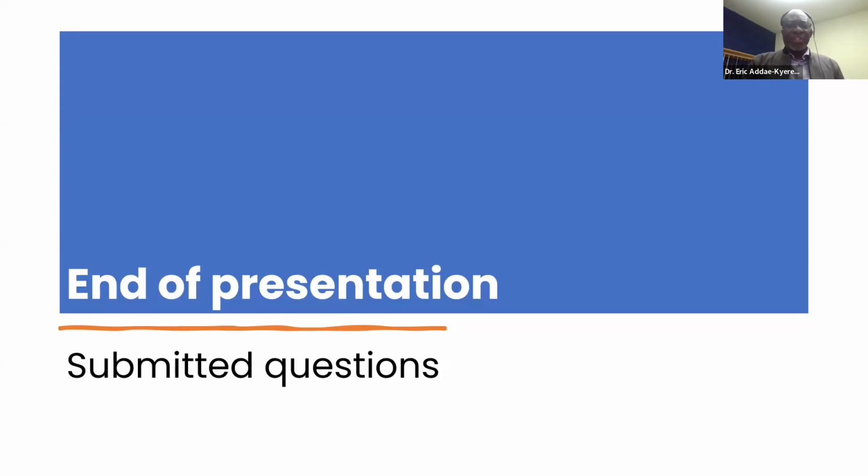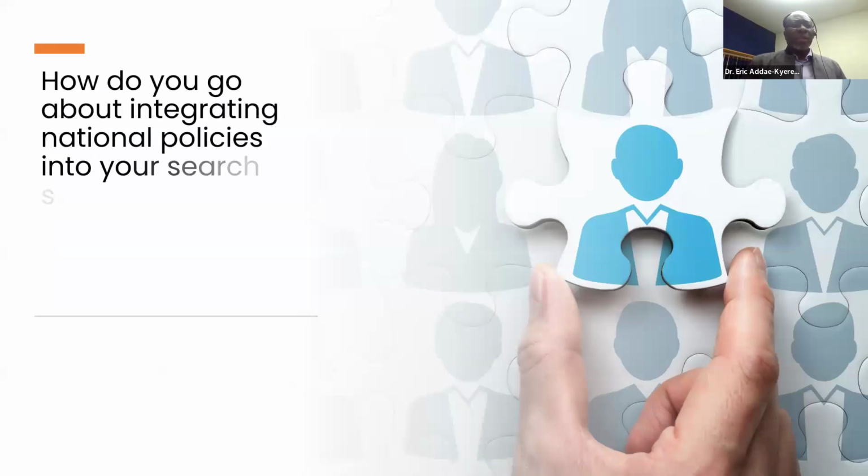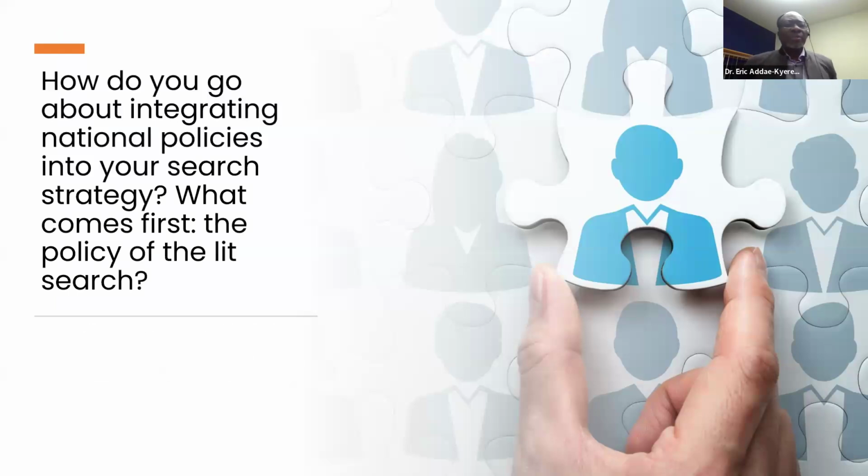Okay, so the first question that I picked up was: how do you go about integrating national policies into your search strategy? What comes first, the policy or the literature? I think it should be the policy or the literature search. That's an interesting question that was submitted to us in advance. There isn't one way of doing it. It all depends on what you're trying to do.